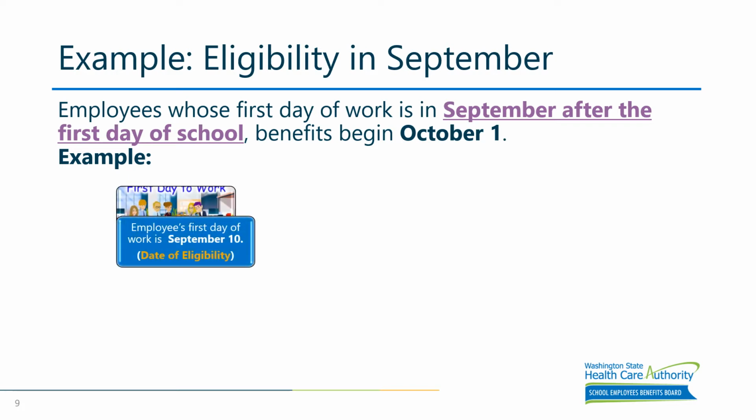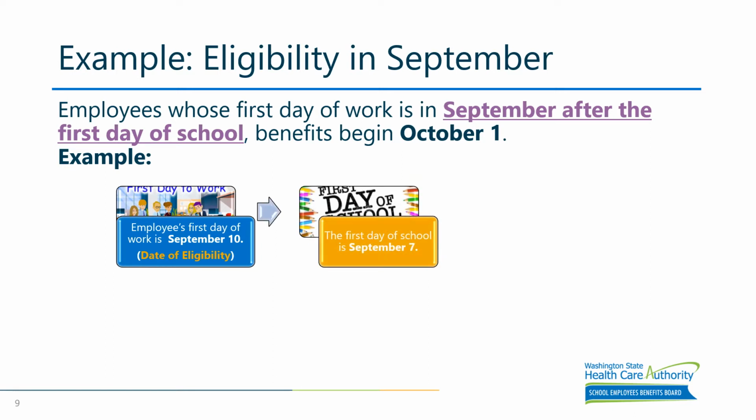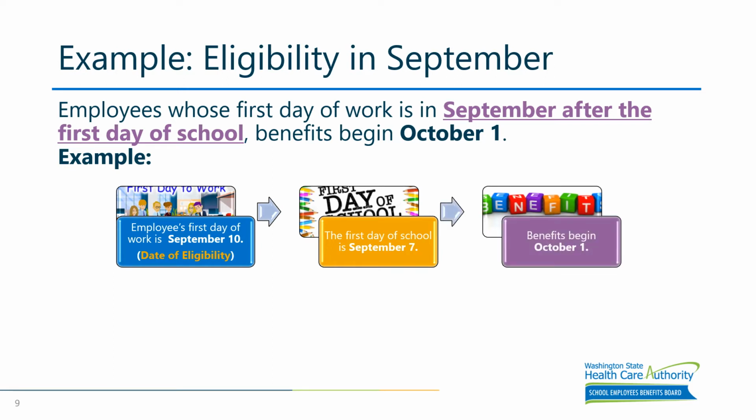Here's the example. The employee's first day of work is September 10th. This is the date of eligibility that you enter into SEBB My Account. The first day of school is September 7th. Because the first day of work is after the first day of school, benefits would begin the first of the following month, which is October 1st.